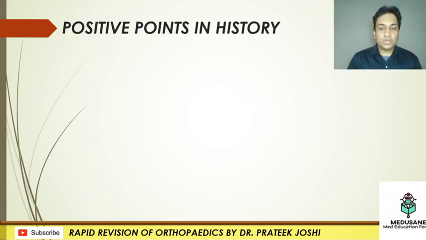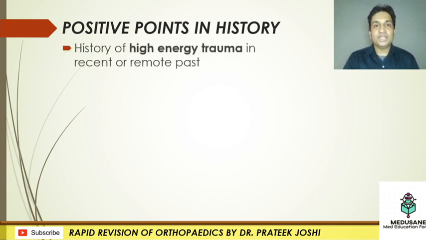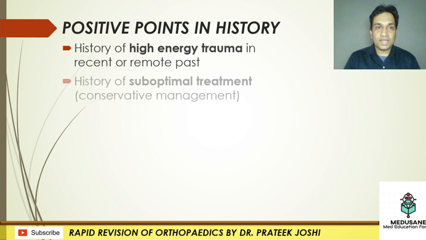Okay, so first and foremost, we must start any short case with either the diagnosis or the positive points in history which are supportive of your diagnosis. So in case of a case of non-union, you will have a history of a high energy trauma in the recent or the remote past. So the patient may complain of a road traffic accident or a fall from a height or some sort of an assault which has happened a couple of years or a couple of months in the past.